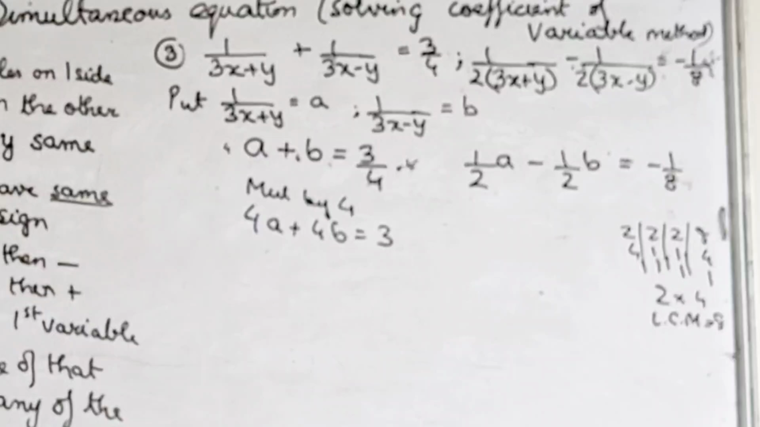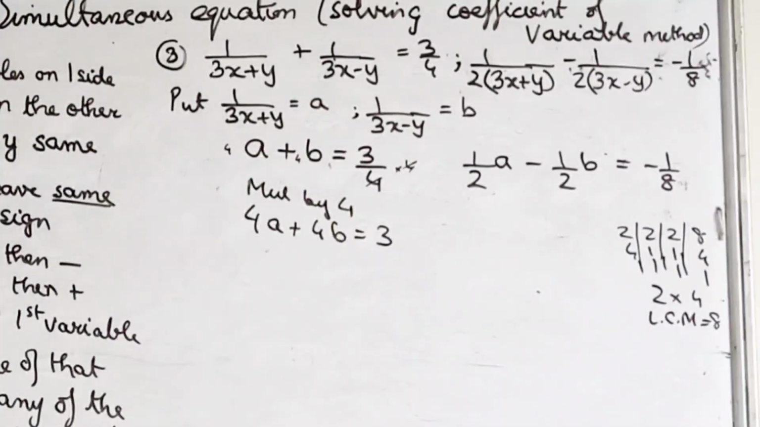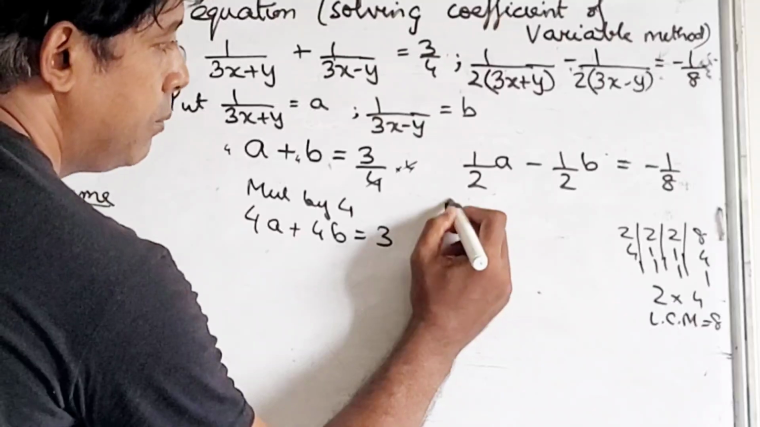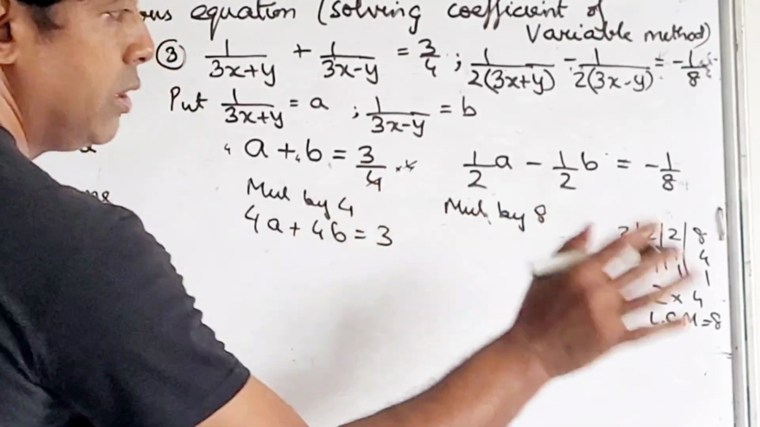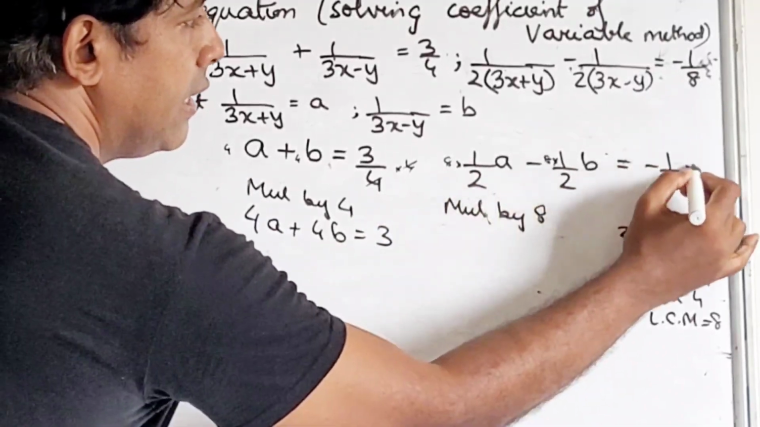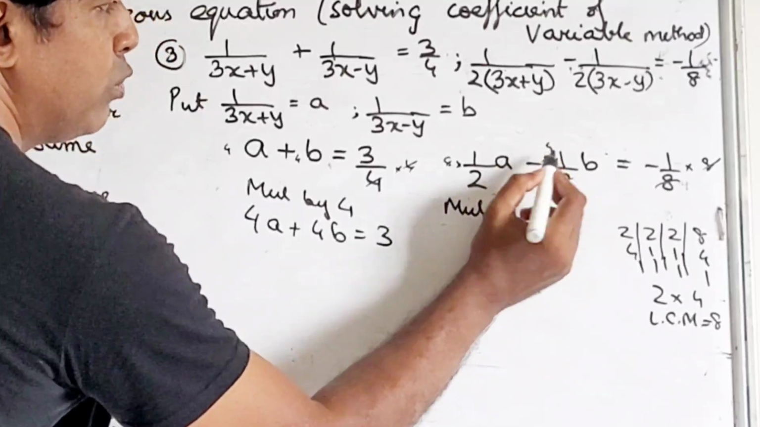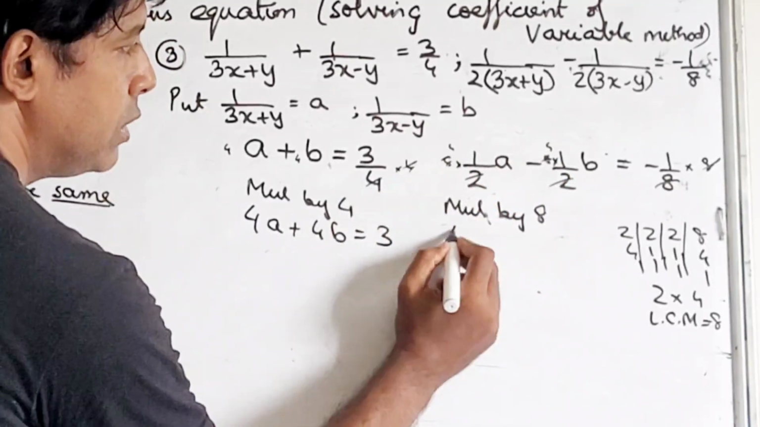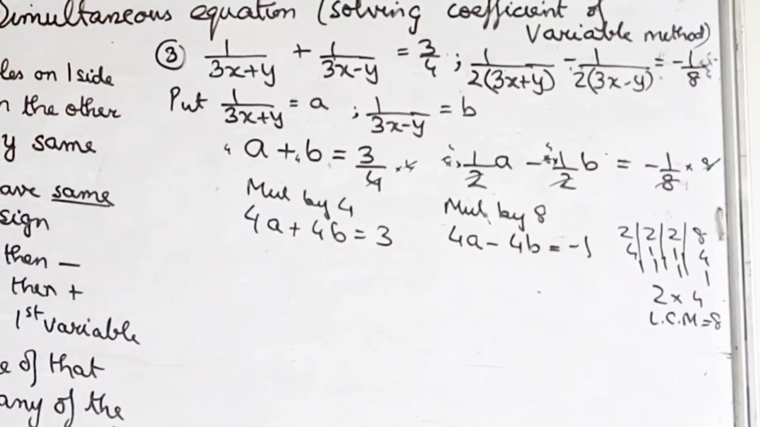So whenever there are two terms with a fraction or three terms with a fraction, we need to find the LCM, and whatever the LCM comes, multiply all the terms by 8. So 8 cancelled with 2 fours are 8, 8 eights are 8. So this becomes 4a minus 4b is equal to minus 1.